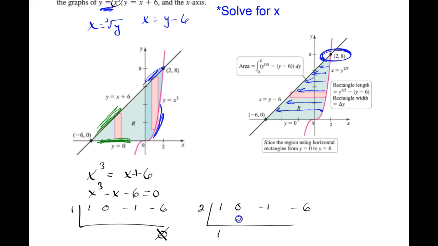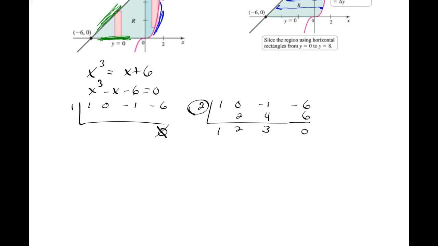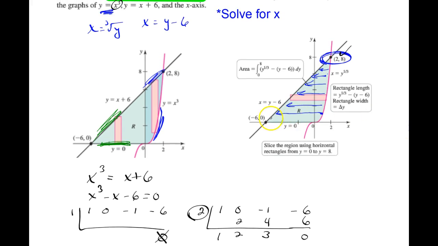So bring down the first term, multiply, add, and I finally found it. So the x coordinate here is 2, and that's important because that's going to tell me what I need to integrate from. But that's with respect to x. If I'm integrating with respect to y, I'm actually filling up rectangles this direction. And so I'm going to start here at 0 and fill this all the way up to the y value of 8.